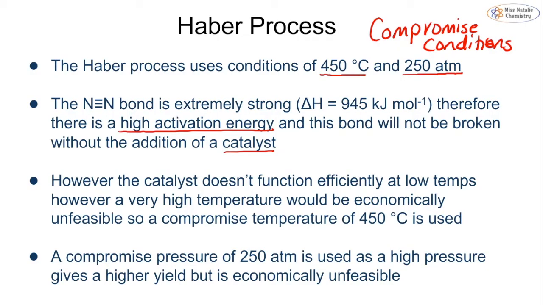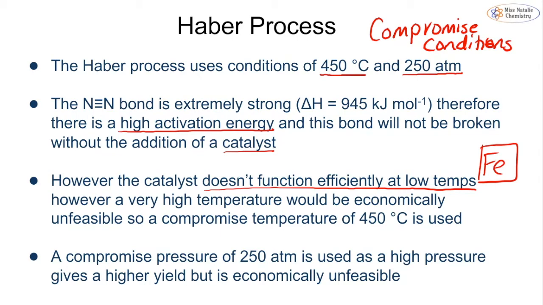We can still do the reaction at a low temperature, but we've got our catalyst to speed it up so we can overcome that slow rate. The problem, however, is that the catalyst does not function efficiently at low temperatures. For the Haber process, the catalyst is iron, and it needs to be at a high temperature in order for it to function at its best.